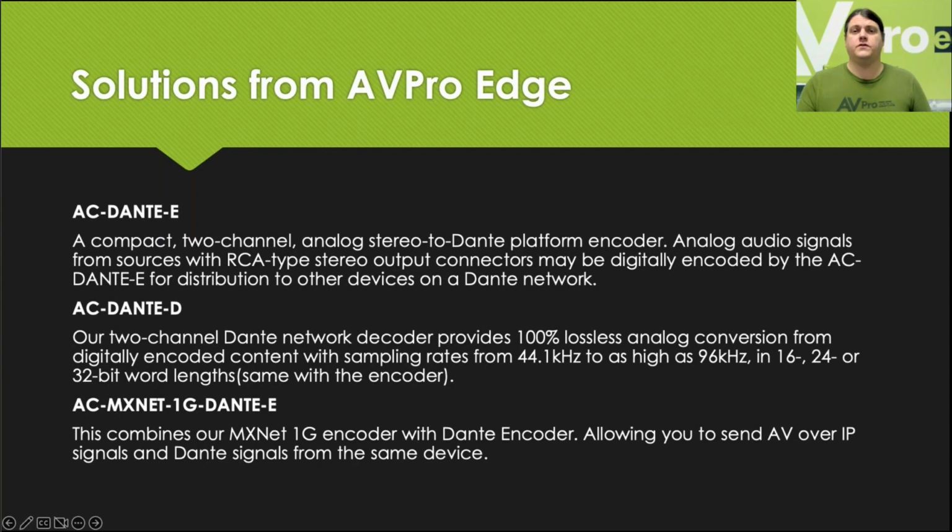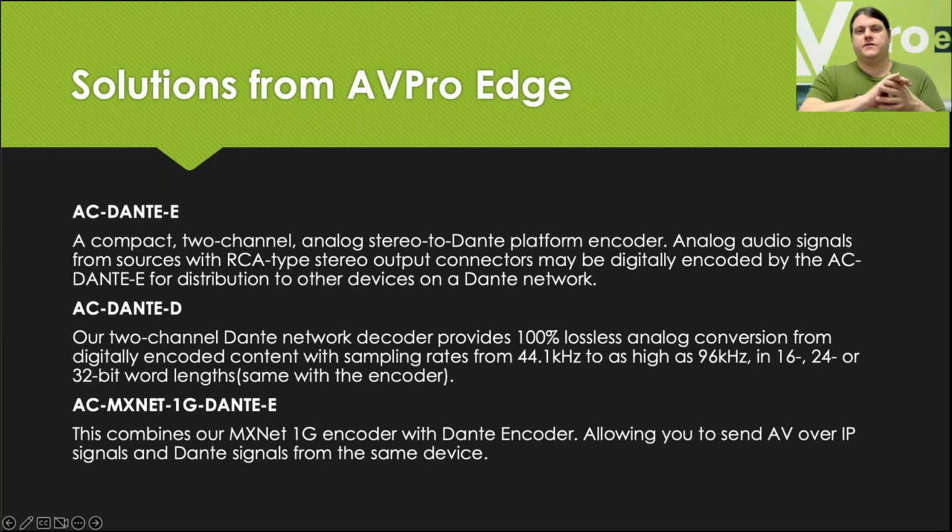So let's go over the 3 solutions that we're going to talk about. The AC Dante encoder. This is that compact, 2-channel analog stereo unit, and it takes that analog stereo audio and converts it to a Dante signal that we can then put on the network.